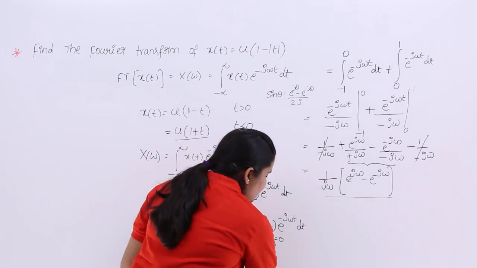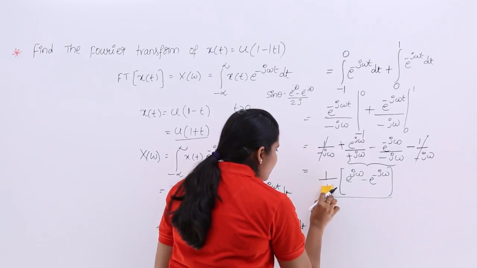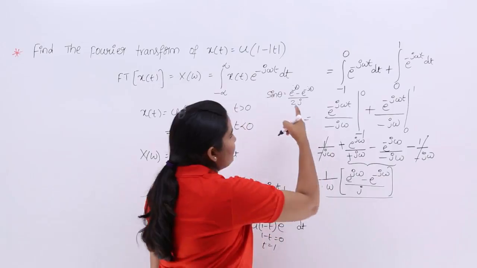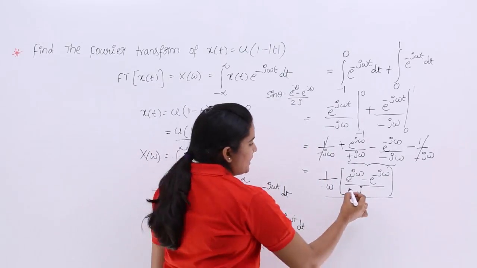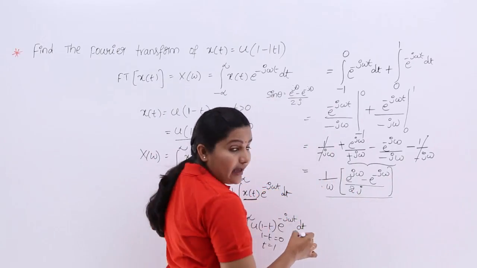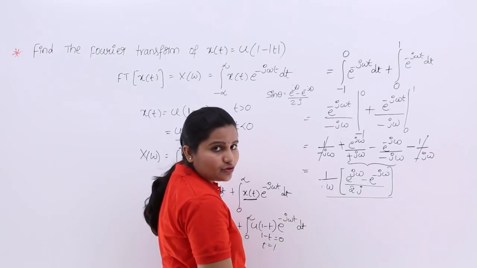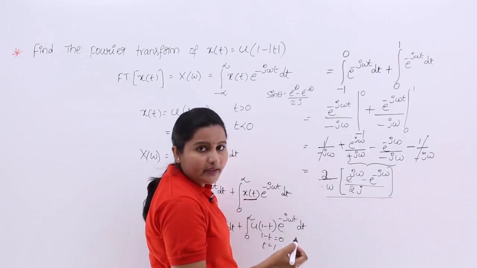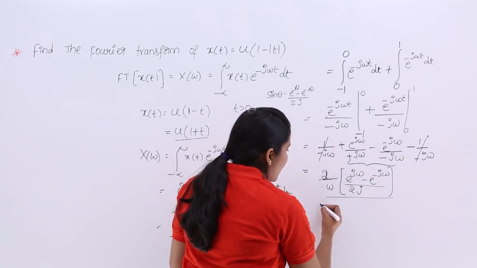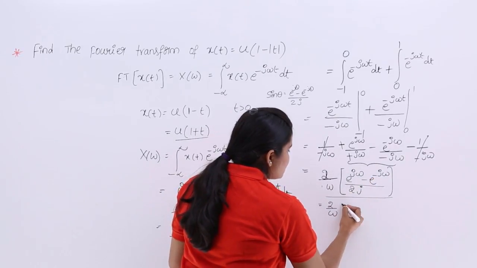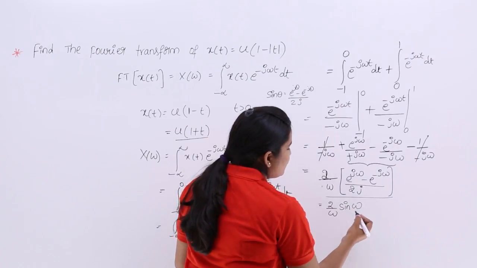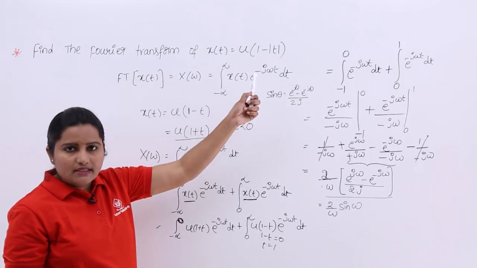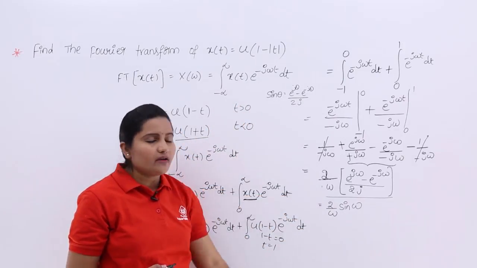Here we are having j, and this j we can move to the denominator of these exponentials. I am moving it inside. So, to form the sine theta formula again I require 2 here; as I am dividing by 2 here, I want to multiply by 2 here, so the effect will not be there. Now I can write 2 by omega sine omega. This is your Fourier transform of u of 1 minus modulus of t in terms of the sine function.